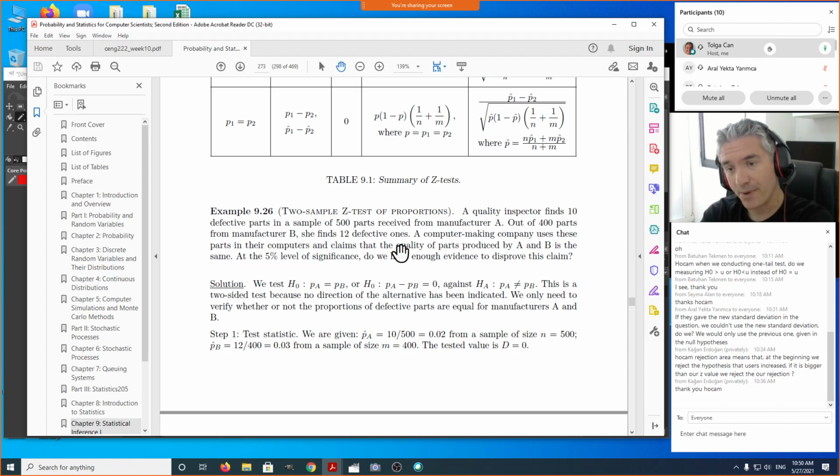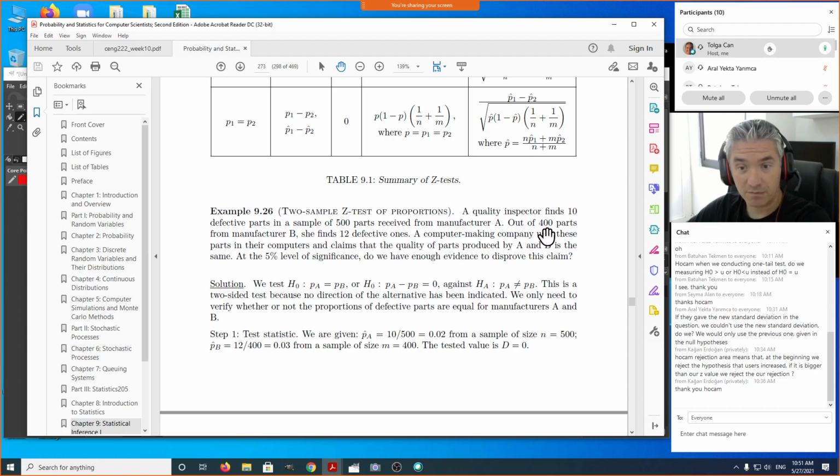So we are going to be comparing two manufacturers, manufacturer A and manufacturer B. In one, we get a sample of size 500. In the other, we get a sample of size 400. And the number of defective parts are given as 10 and 12, respectively. And a computer making company uses these parts in their computers and claims that the quality of the parts produced by A and B is the same. So whether we have more defective ones.